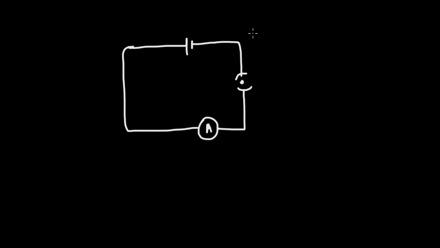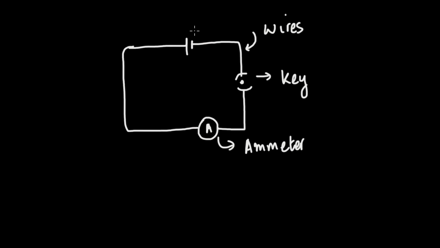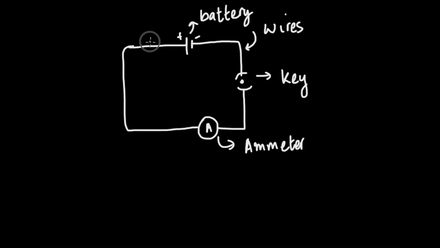Here I'll just mention briefly that these lines that I've drawn are actually wires. This is the key. This element that is present in the circuit is actually the ammeter. And then lastly, this is the battery. This is the positive end and this is the negative end, and conventionally we say the direction of current in a circuit is from the positive end to the negative end.